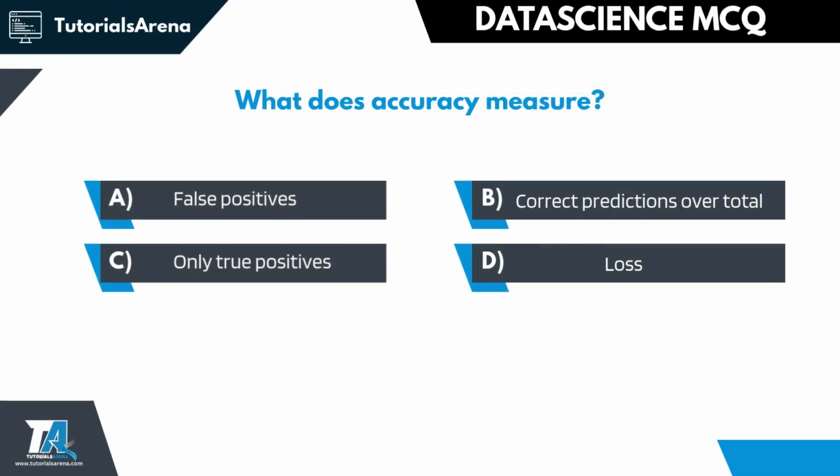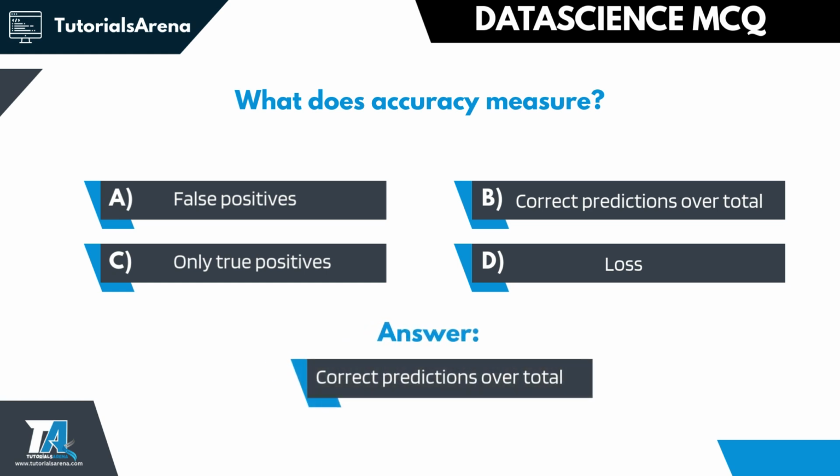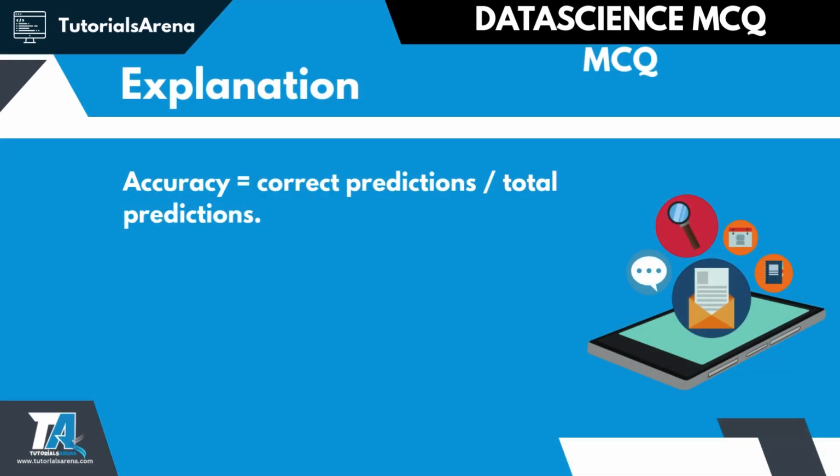What does accuracy measure? The answer is option B, correct predictions over total. Accuracy equals correct predictions divided by total predictions.